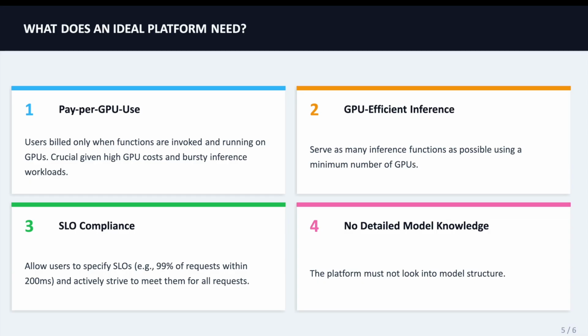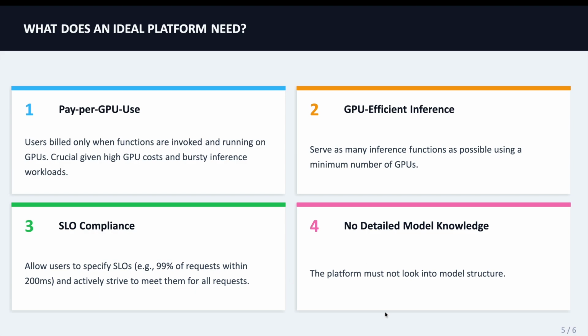Then we have R3, which is SLO compliance. Users need to be able to set a latency target. And in the paper's example, they say 99% of requests within 200 milliseconds. So they need to be able to set this target, and the platform has to actively try to hit that, not just kind of hope for it. It should be actively hitting that target.